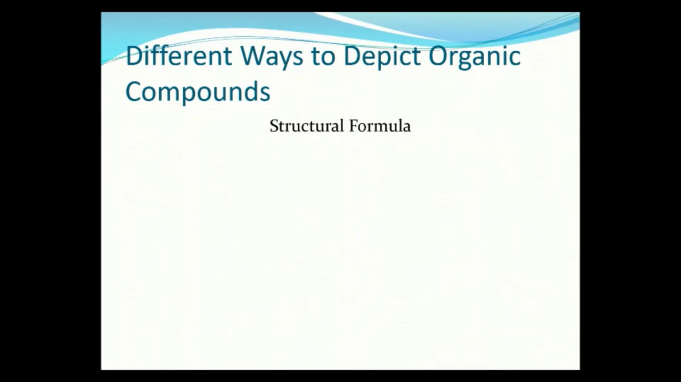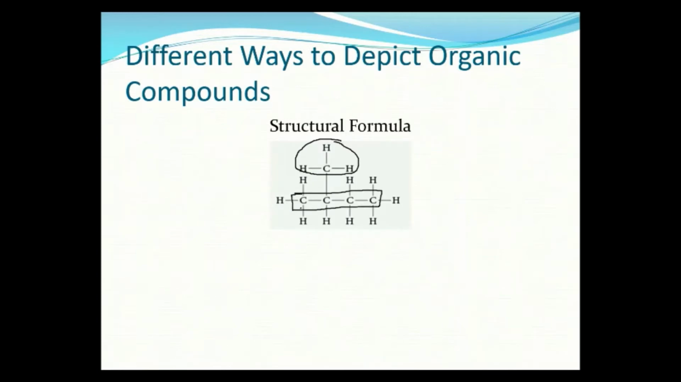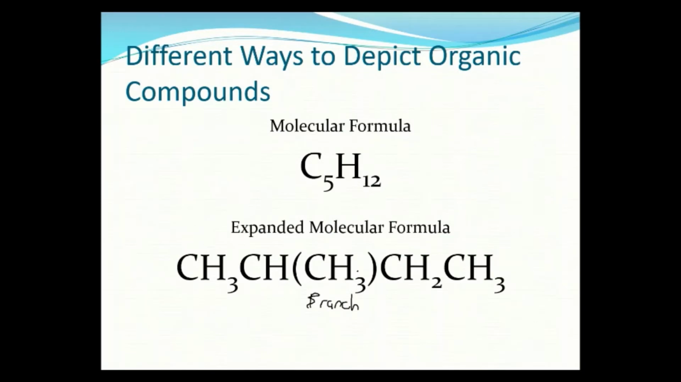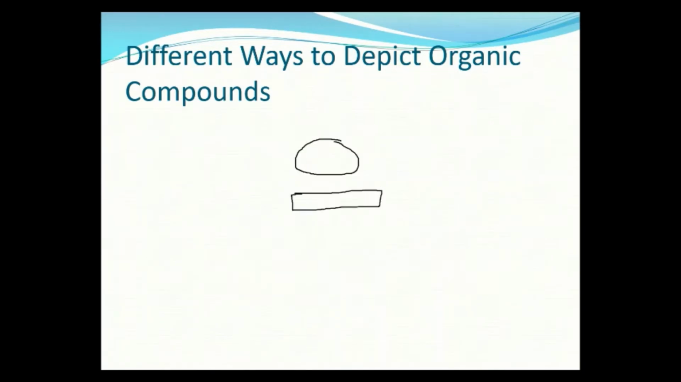So structural formula shows it really nicely, and you can see that this is our branch here. So we have this carbon chain, this chain here, and then we have this branch that sticks off, and that's what this represents. Okay, we'll do some examples with these.